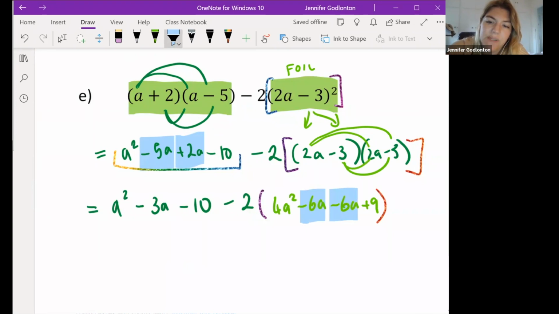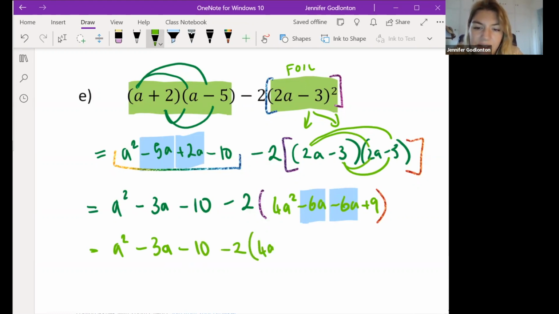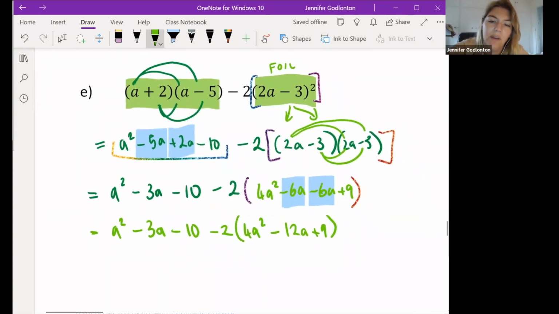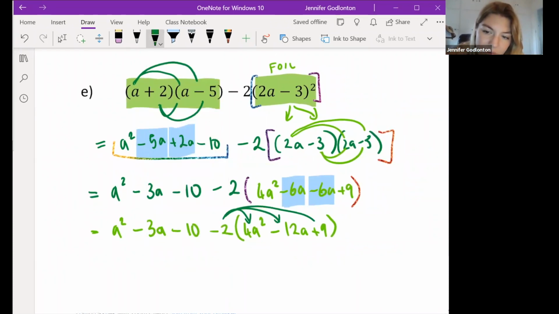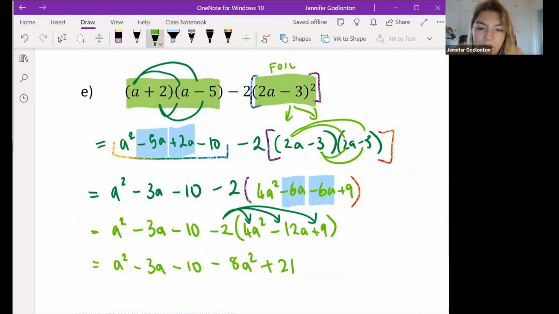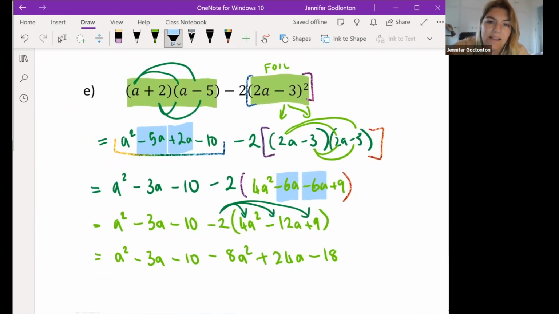Let's simplify these like terms in here again. So I'm going to have a squared minus 3a minus 10 minus 2 times 4a squared minus 12a plus 9. Now I'm going to distribute this -2 into those brackets. I'm going to have a squared minus 3a minus 10 minus 8a squared plus 24a minus 18. And now I'm at my last step where I can add and subtract my like terms.